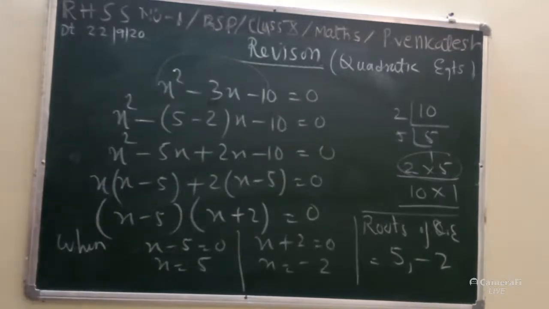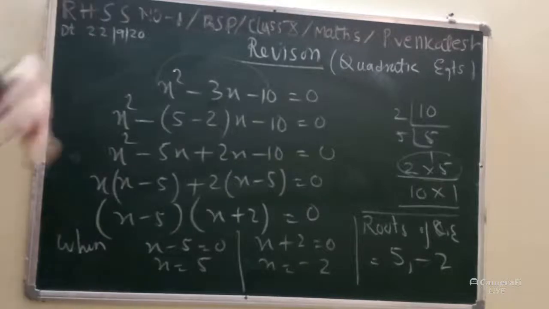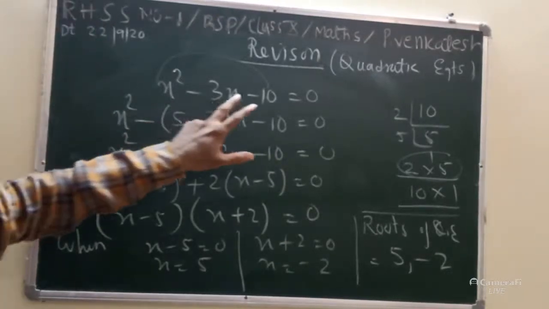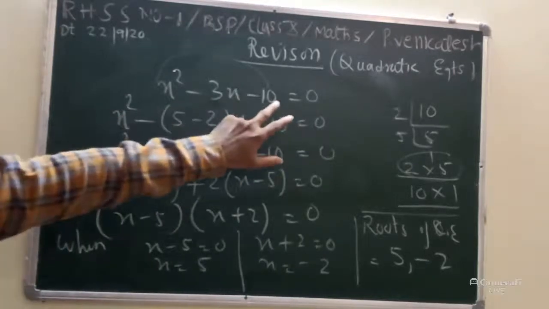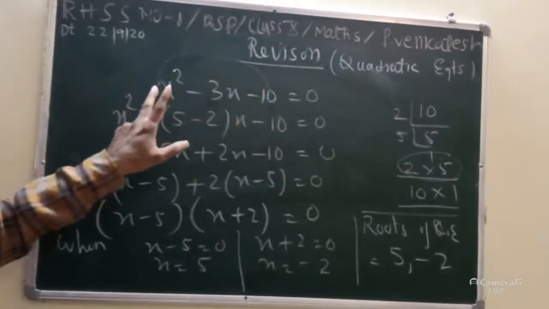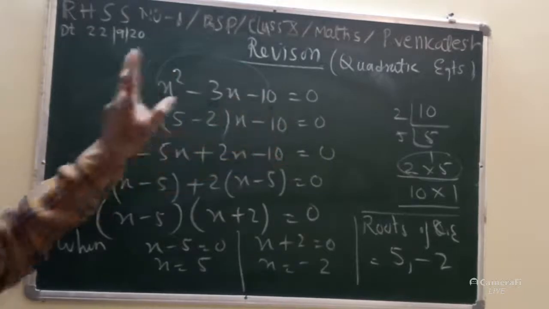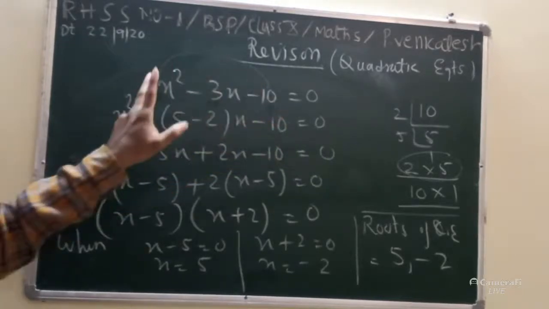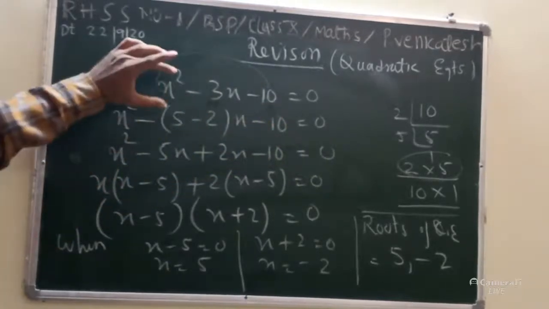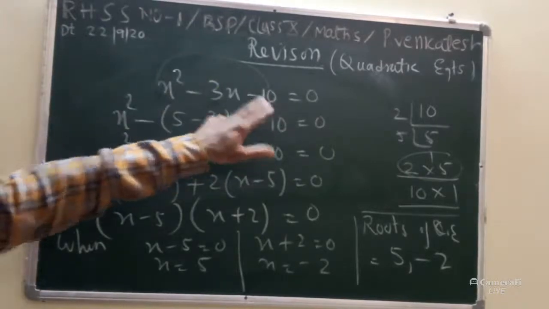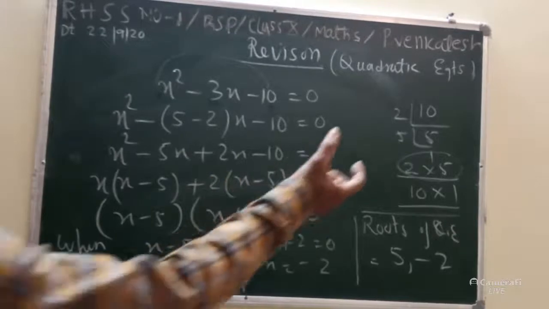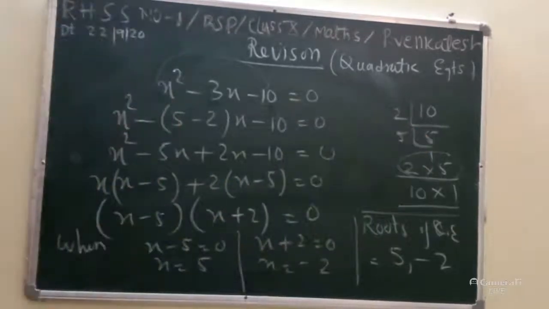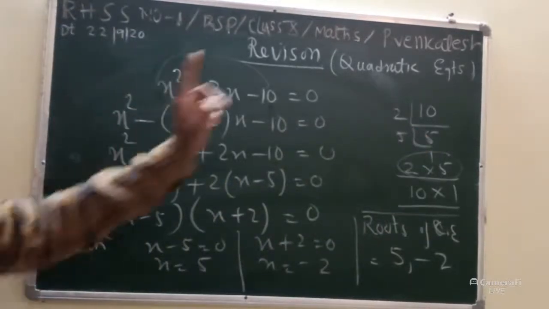Got it? This is one of the methods, that is factorization method by splitting the middle term. Once again, we'll see x square minus 3x minus 10 equal to 0. What we did first, multiply first and last term. That means constant into coefficient. First term you can say ax square. 10 into x square will be 10x square. Leave the variable. Now what is the constant? 10. Now we'll try to find the prime factors of this number.